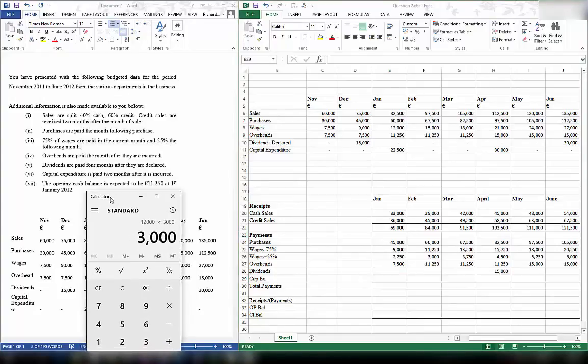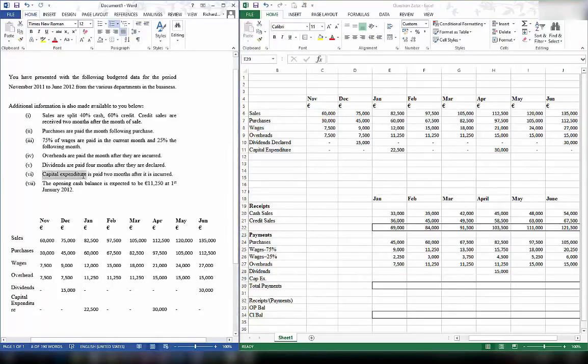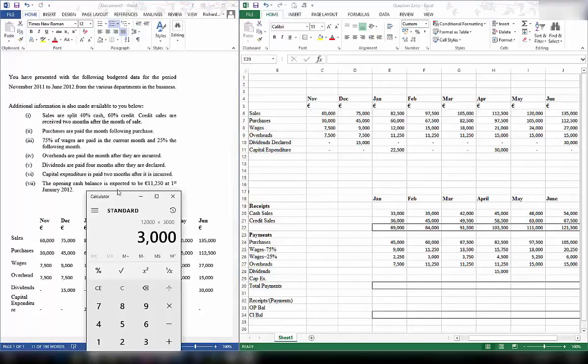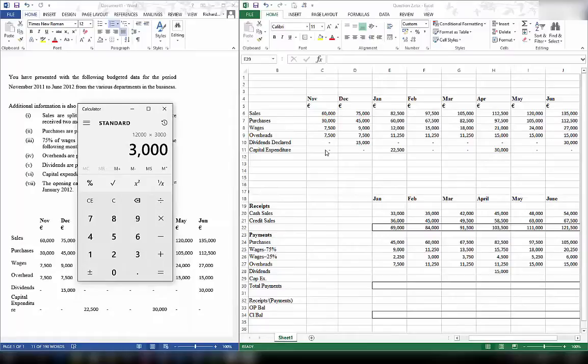So let's go back to our question. Our capital expenditure is paid 2 months after it is incurred. So we know we had capital expenditure of 22,500 in January, which means that 2 months later, we're actually going to pay that expenditure. So we have nothing in January, nothing in February, but in March, we're going to pay that 22,500, the 22,500 that was incurred 2 months before.